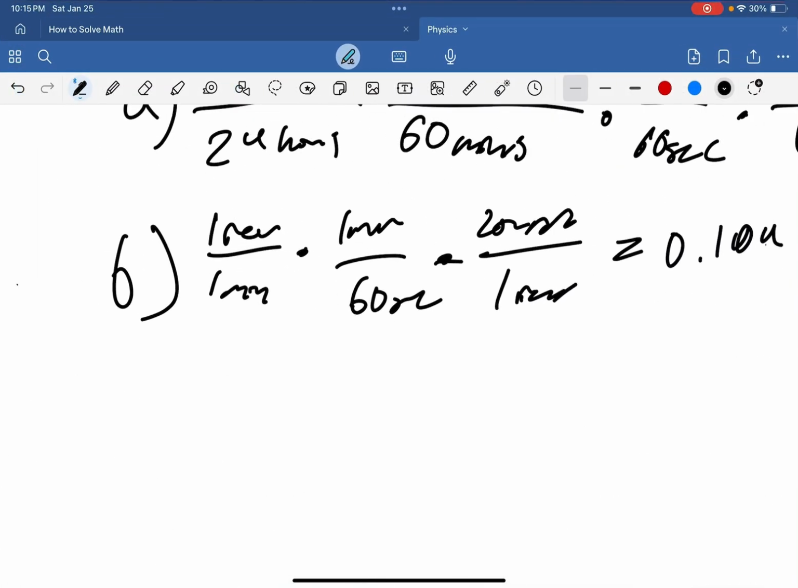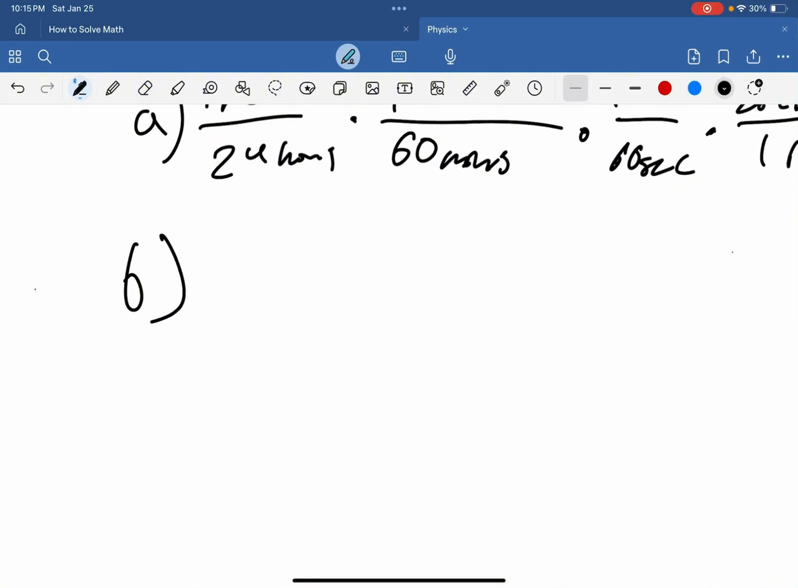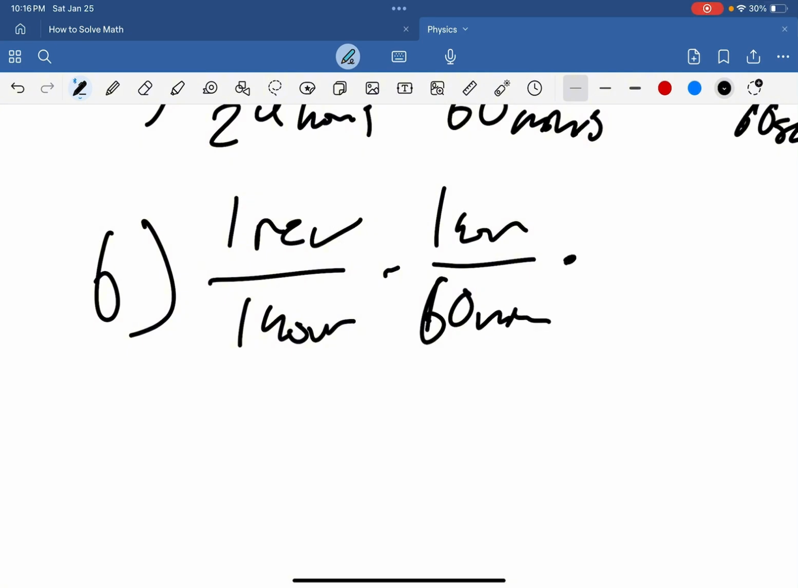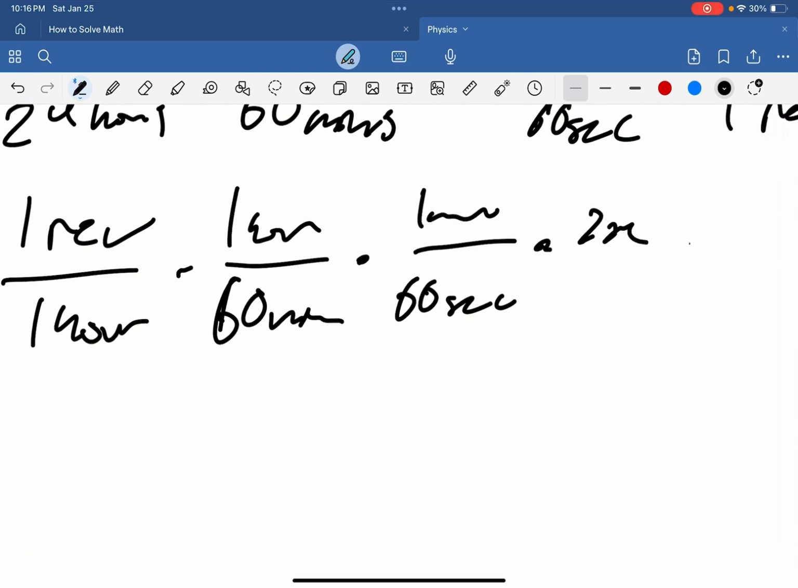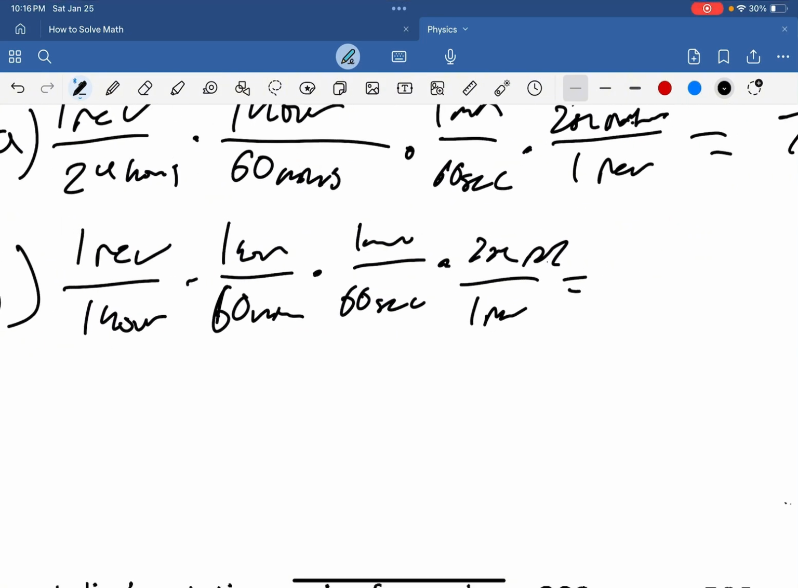Okay, I was wrong. This is actually the second hand. The minute hand actually does 1 revolution in an hour. So 1 rev over 1 hour. Let's convert this into minutes, so 60 minutes. And then let's convert that into seconds, so 60 seconds. And then let's convert this into radians. 2 pi rad over 1 rev.